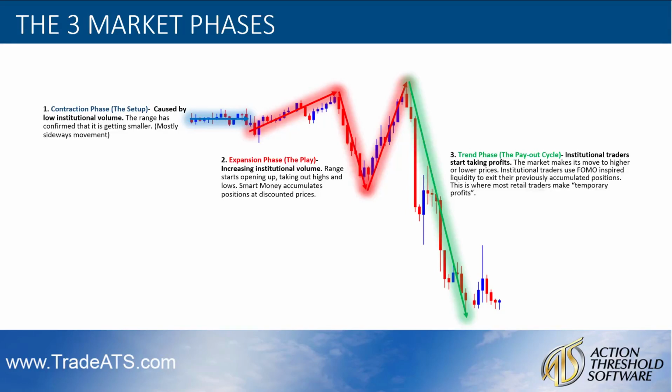And this is where most retail traders make temporary profits because they're going to give it all back because they're going to trade right into the first phase again and the second phase, and they're going to get crushed. So anything they make in the trend, most traders are going to give up in those next two phases as the market cycle repeats.